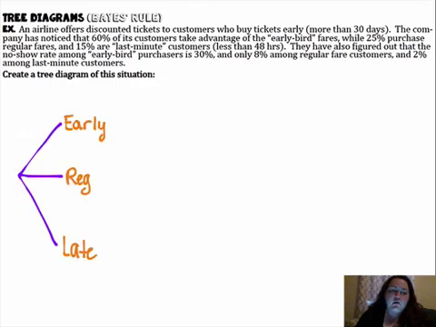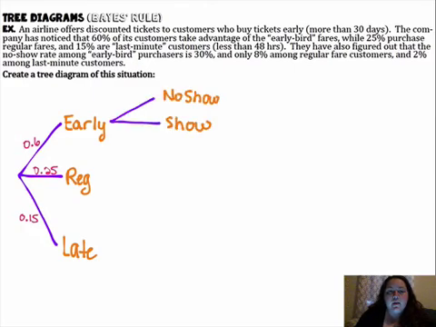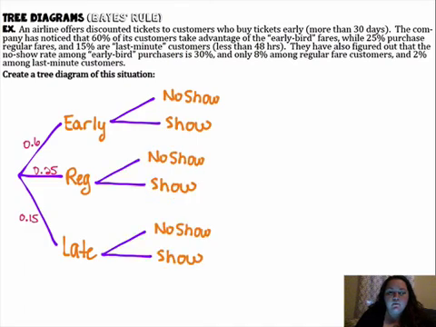Okay, so I have 3 things to start: early, regular, or late ticket purchasers. Well, I know that 60% purchase them early, 25% at the regular time, and 15% late or last minute. Then I'm looking at if they make their flight, if they're a no-show, or they show up. So I have those branched off. For the early flights, it told me that 30% are no-shows. So that means 70% show. For the regular flights, it's 8% are no-shows, which means 92% show. And for the late, 2% are no-shows, which means 98% show.